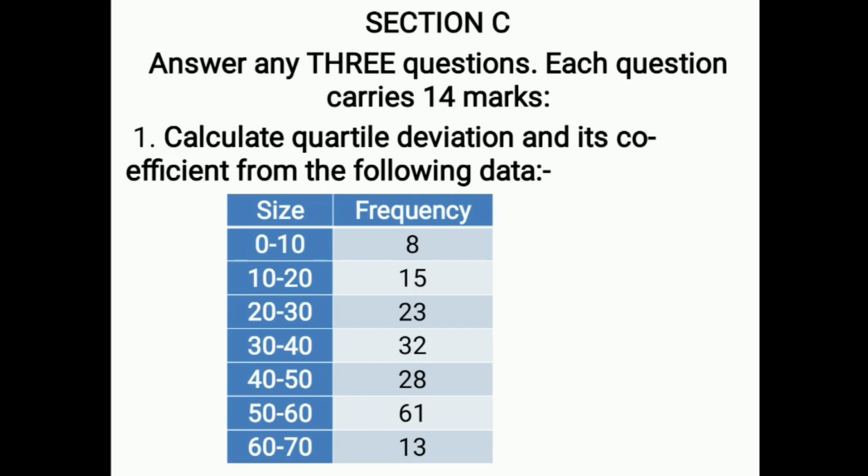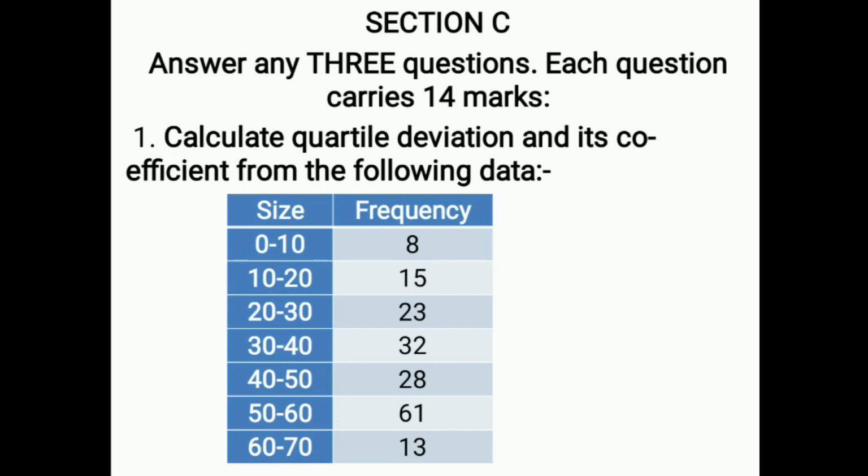The data is given: size, the class interval from 0 to 10, and the frequency, which means the number of students or number of employees. Frequency means numbers. So for 0 to 10, there are 8. Let us assume 0 to 10 marks. 0 to 10 marks scored by 8 students. That is, the frequency is the number of students, 8 students.